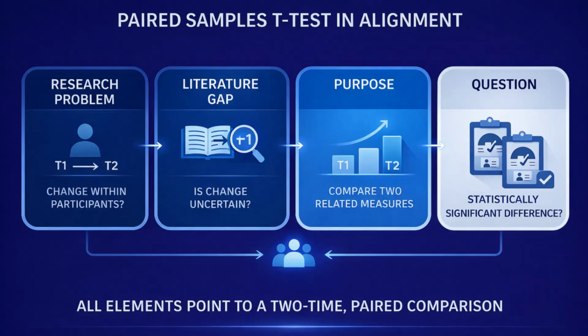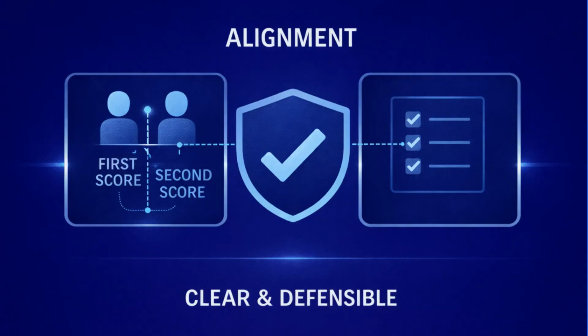When the paired samples t-test is chosen correctly, that choice should be visible throughout the study. The research problem should point to uncertainty about change within participants. The literature gap should justify examining whether change occurred. The purpose statement should signal a within-participant comparison across 2 related measurements. The research question must include statistically significant difference and clearly indicate the paired structure. When these elements align, the paired samples t-test becomes a clear and defensible analytic decision rather than a guess.